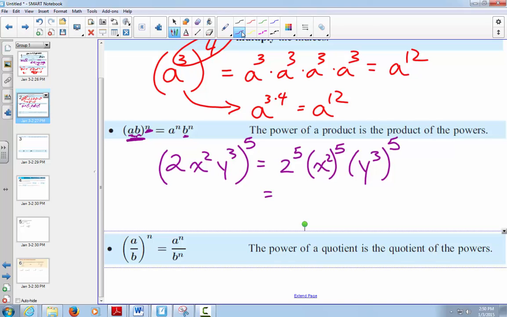So 2 to the power of 5 is 32. X squared to the power of 5 is x to the 10th because I have 2 times 5. And now I have 3 times 5 for the y. So I have y to the 15th.